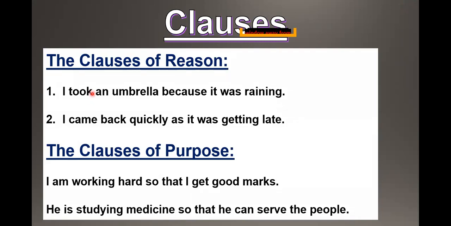So look here at the clauses of reason. I took an umbrella because it was raining. So the reason why I took an umbrella is because it was raining. I came back quickly as it was getting late. So why did I come back quickly? Because, as it was getting late. So these are the reasons behind the verb. Clear, children?